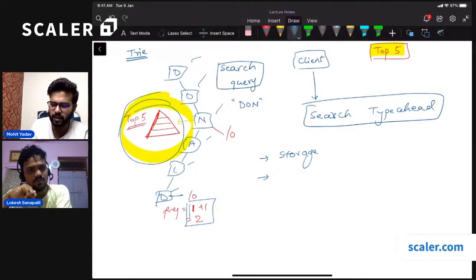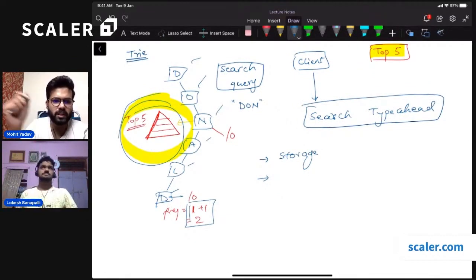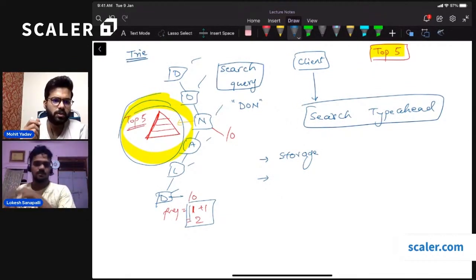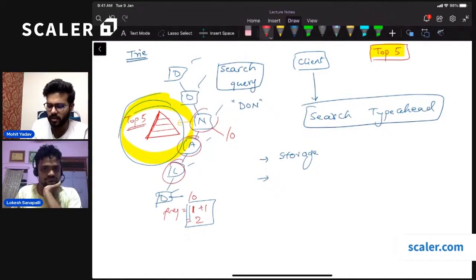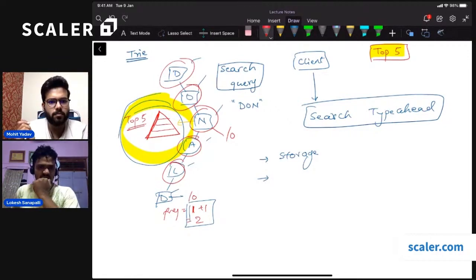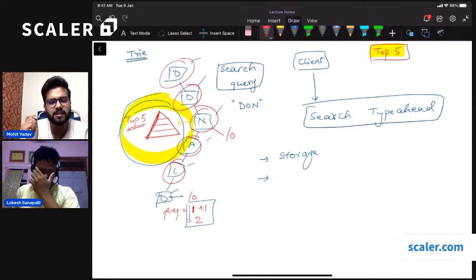Why? Because even if a person has typed DO, there should be a heap corresponding to O, which can give the node reference, right? That's true. So we'll end up updating L, A, N, O, and right up to D. So for one read, I am actually doing multiple write operations. And while I'm updating this, do you think a read can succeed?